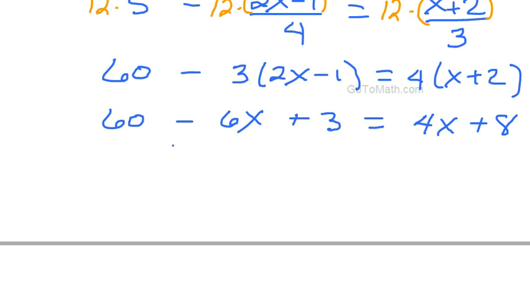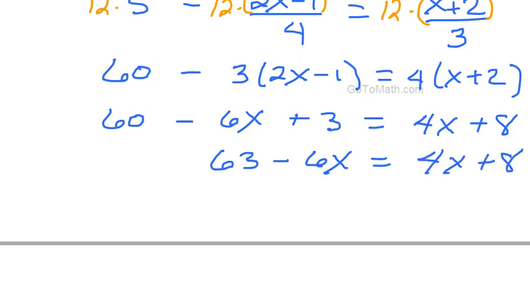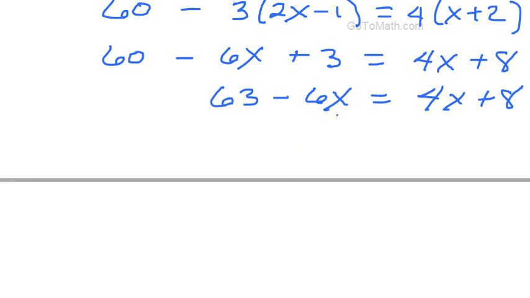Okay, so let's collect up our like terms. We have 60 plus 3, that's 63, minus 6x is equal to, and I guess there's not much we can do over here on the right hand side. Now what we'll do is take the 6x over to the right, and then we'll bring that 8 over to the left.